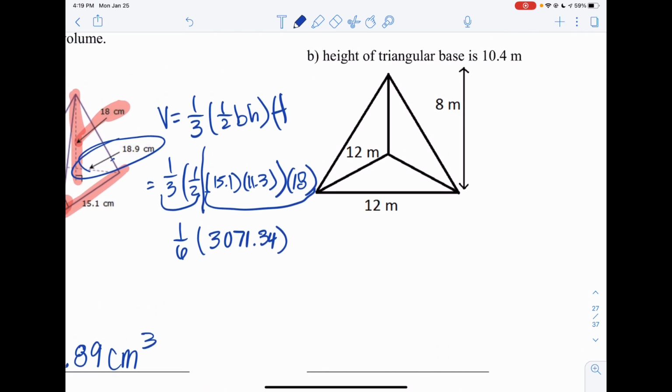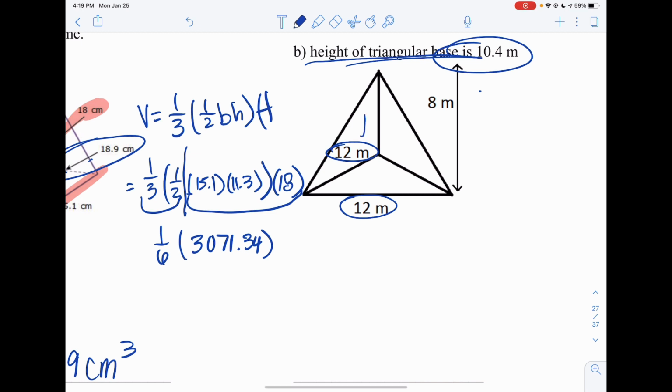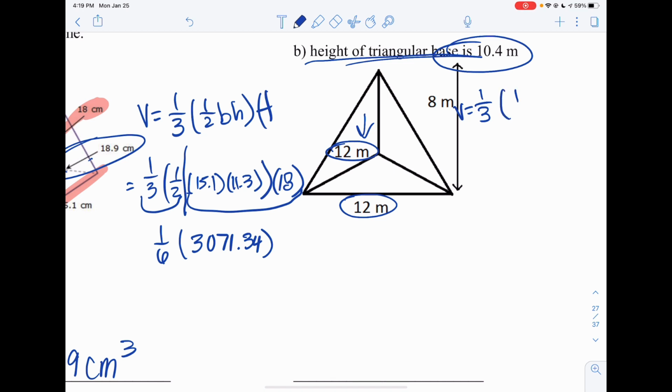And doing the same thing over here, we want to make sure that we keep in mind that we have a 10.4 here, and that is telling me that that's the height of the triangular base that we have at the bottom, okay? So yes, we have 12 and 12, but one of them is going to represent the hypotenuse. So we only need one of the 12s, which is this one right here. So I have V is equal to 1/3 times 1/2 times lowercase b and h, which are the base and the height of the base, and times the uppercase H, which is the height of the pyramid.